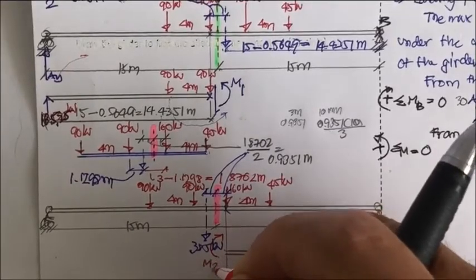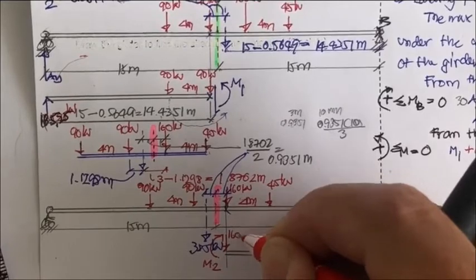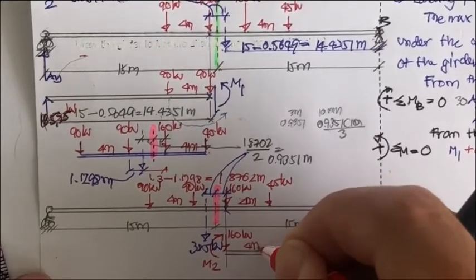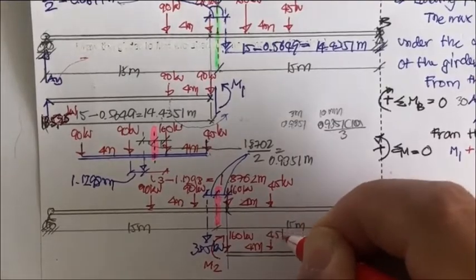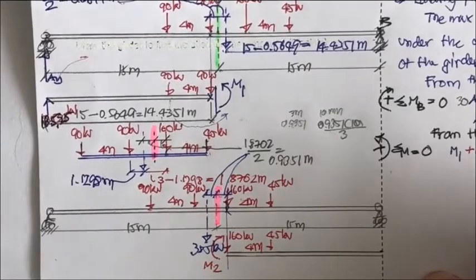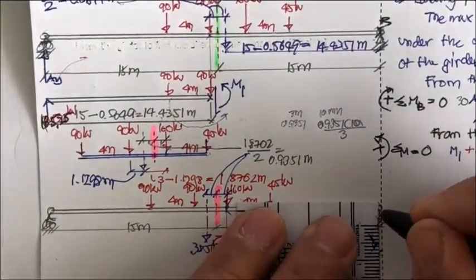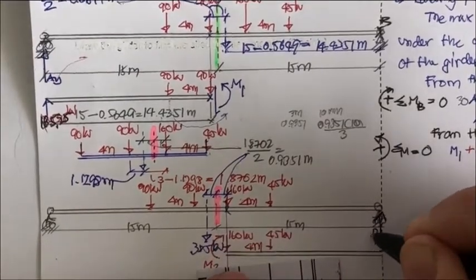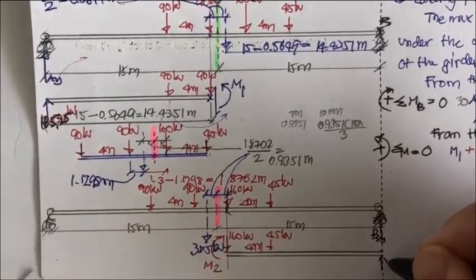This is going to be M2, and the load here going to be 160 kilonewton for 4 meter. You get this one for 45 kilonewton. And what we have, the length of this. Oh, anyway, don't forget, you're going to compute this B sub y, and this B sub y will be used here.